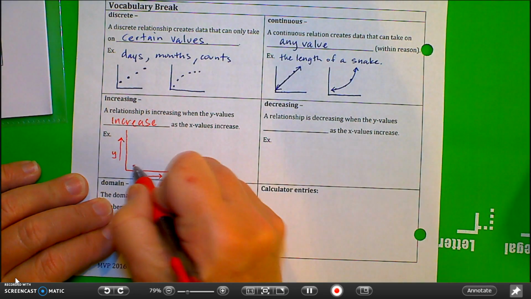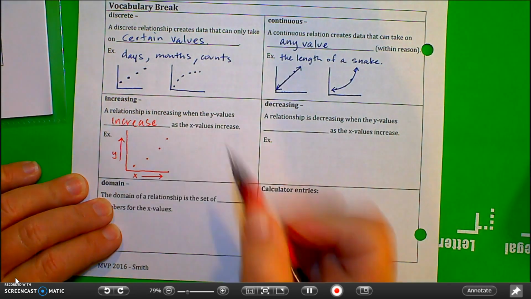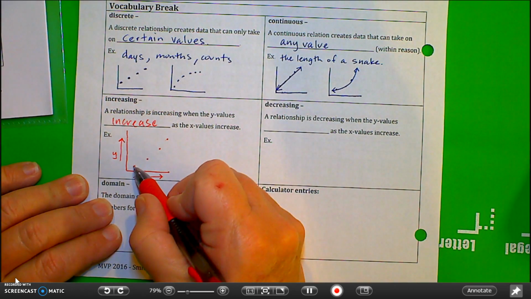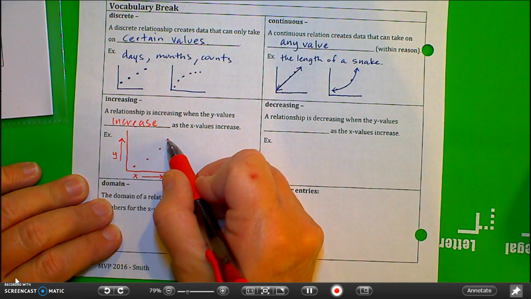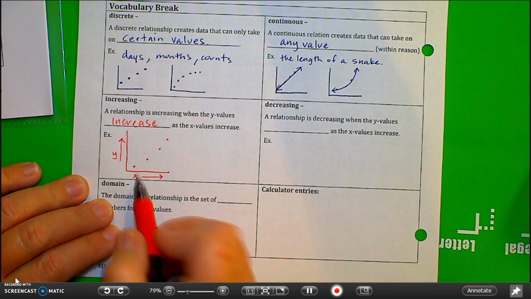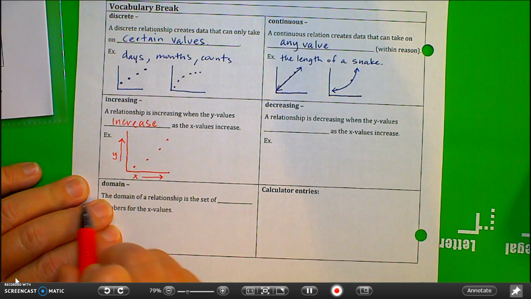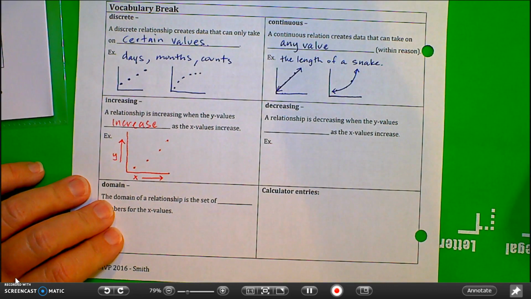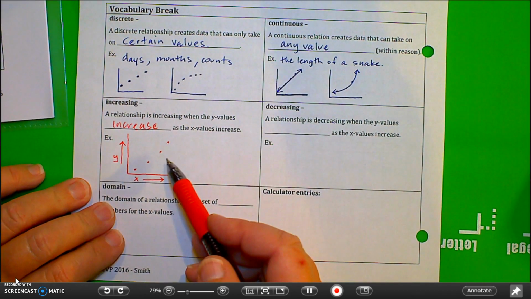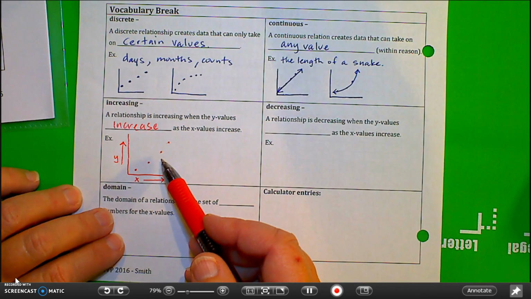So if we have values, say, that do that, if you think about it, the y values from point to point keep getting bigger. They move up the page. At the same time, the x values get bigger. They move across the page. This is an increasing relation, or increasing function.